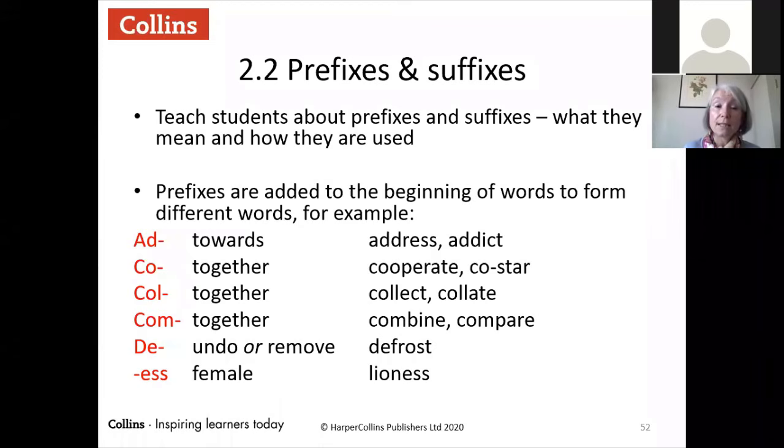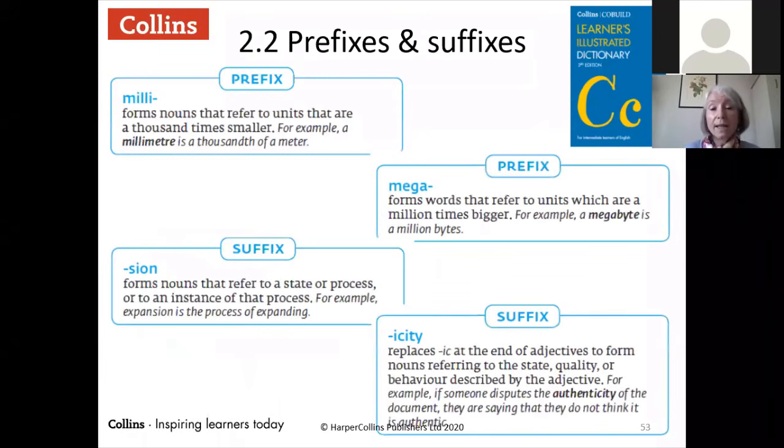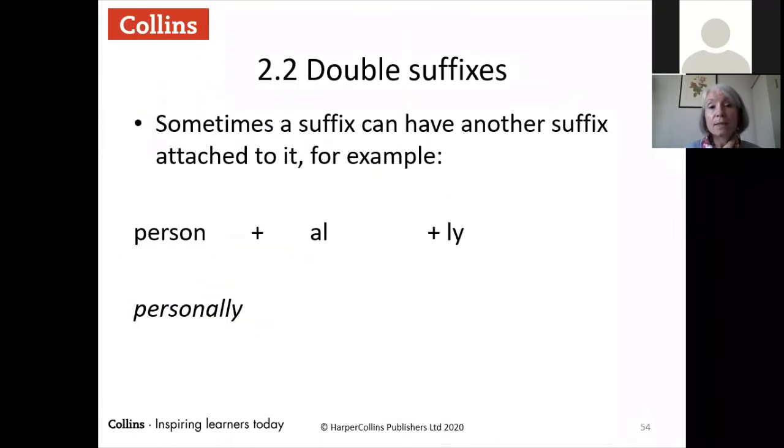Help students understand what they mean and how they are bolted onto the beginning of words to change the meaning. Here's just some examples. Remember that you can have double suffixes.